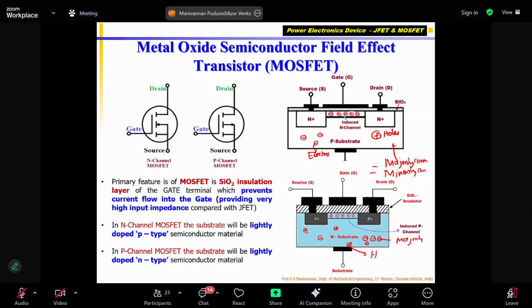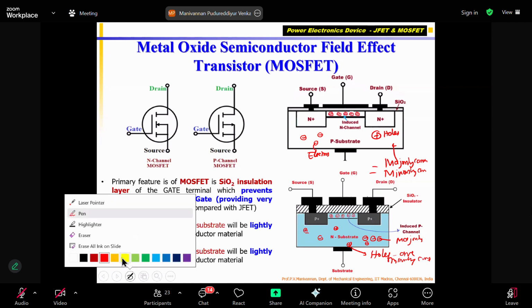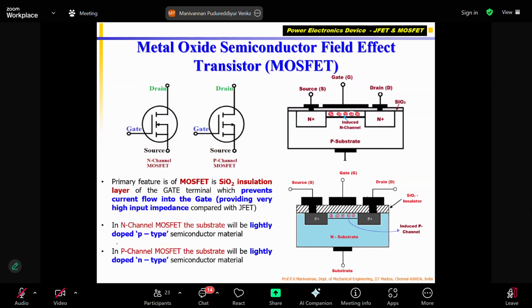Holes are called the minority carrier. Holes are the minority carrier in the case of n-type material. So these two things you have to remember. That is an important point as far as MOSFET working is concerned.